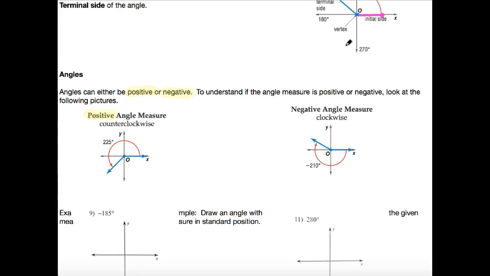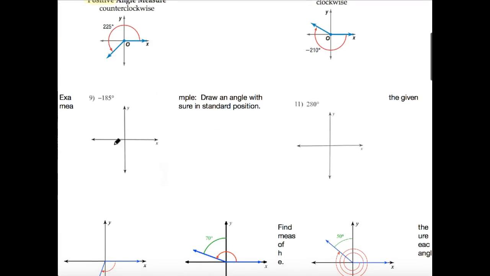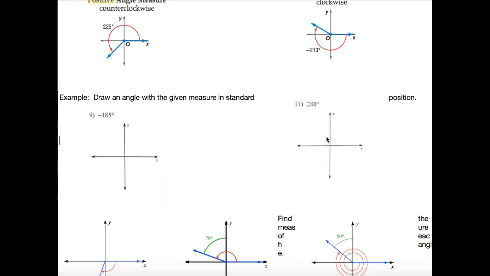And when you go clockwise, so when you just go down, notice that this angle is negative 210 degrees. So that is how we tell the difference between positive and negative angles. Okay, so we're going to go ahead and draw a couple of angles for you.